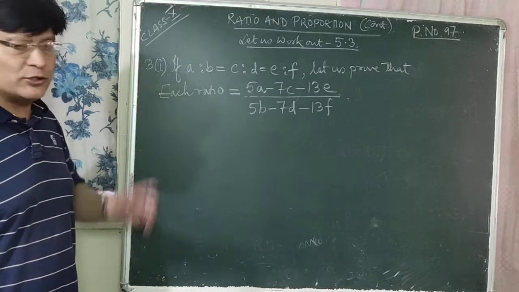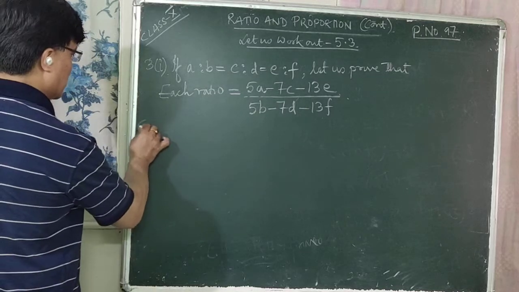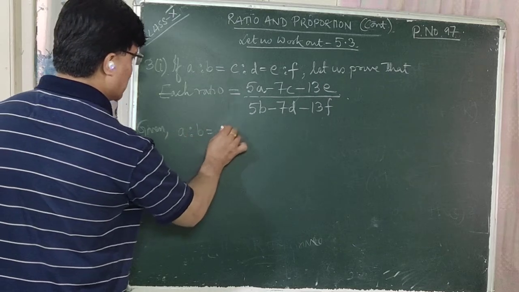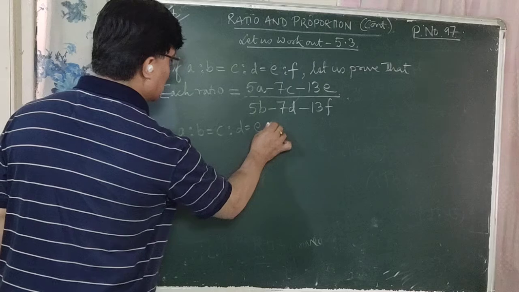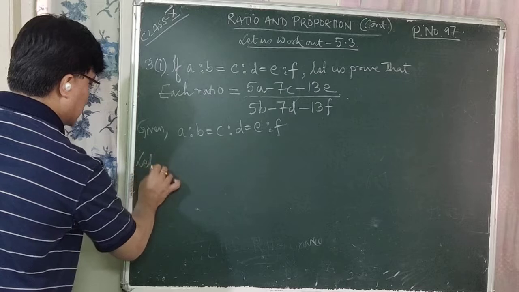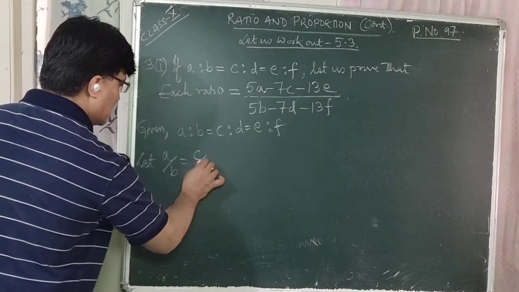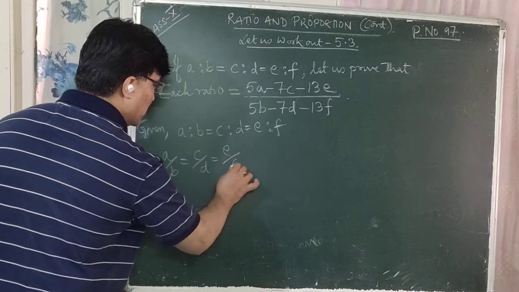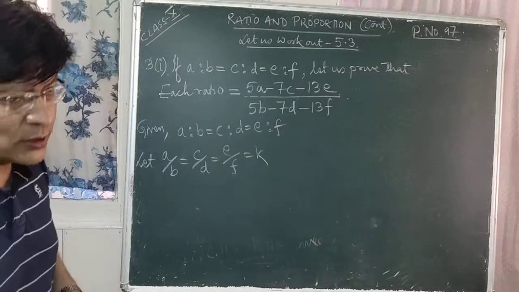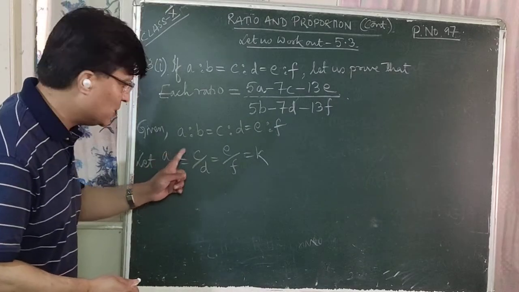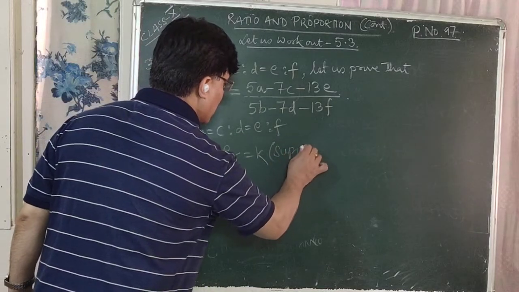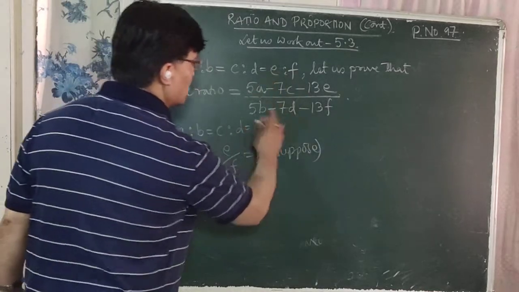Let us assume the given ratio is equal to K. So the solution is, let us write down the given part again. A is to B is equal to C is to D is equal to E is to F. So this ratio can be written in terms of fraction. Let A upon B is equal to C upon D is equal to E upon F is equal to K. That is, in this case, we have assumed each ratio, that is A is to B, C is to D, E is to F, as K, suppose. And now we should prove that this K is equal to this one.